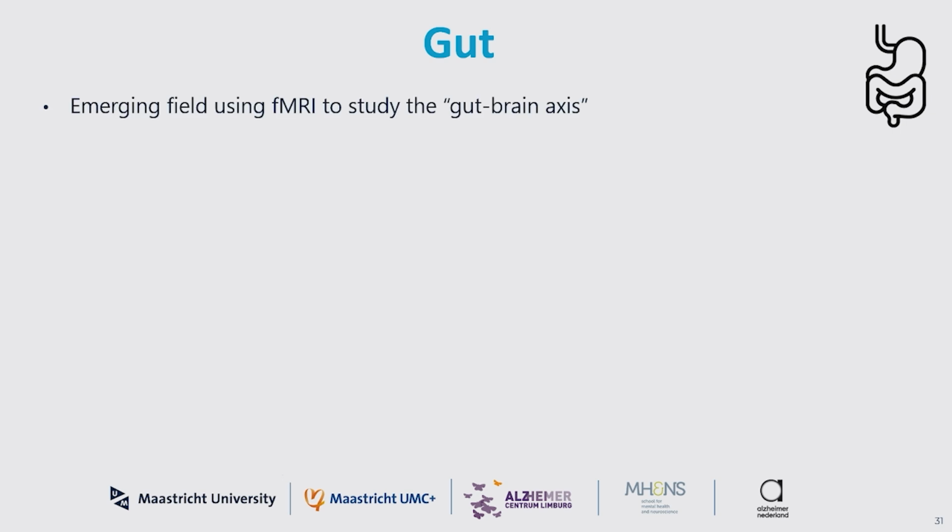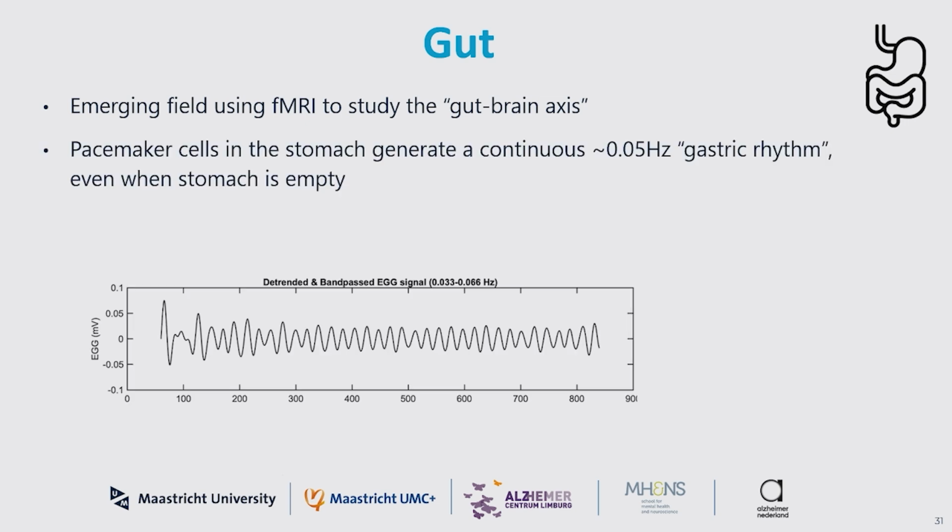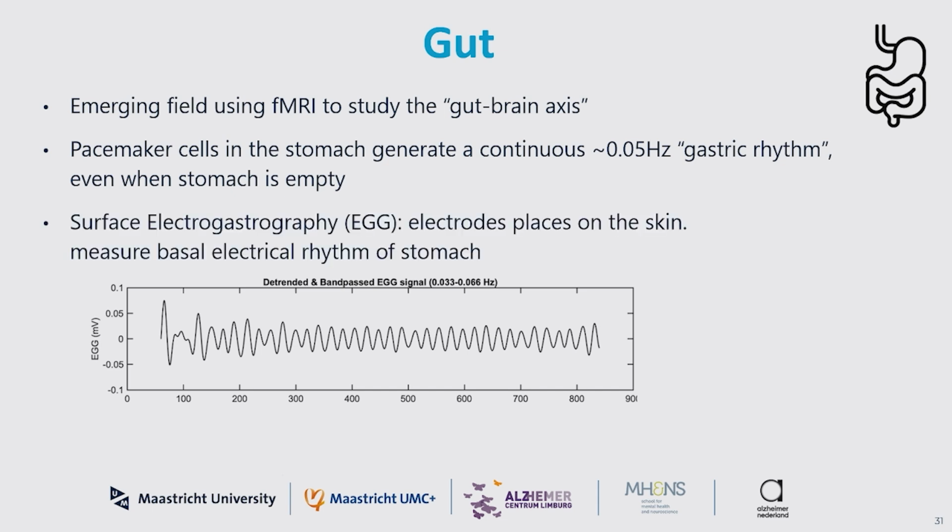This is a very emerging field using fMRI to study the gut-brain axis. There are pacemaker cells in the stomach that generate a continuous rhythm, the gastric rhythm, of about 0.05 hertz, even when the stomach is empty, so not only when you're digesting. You can measure this using electrogastrography. It's also very difficult to pronounce, but I will just call it EGG.